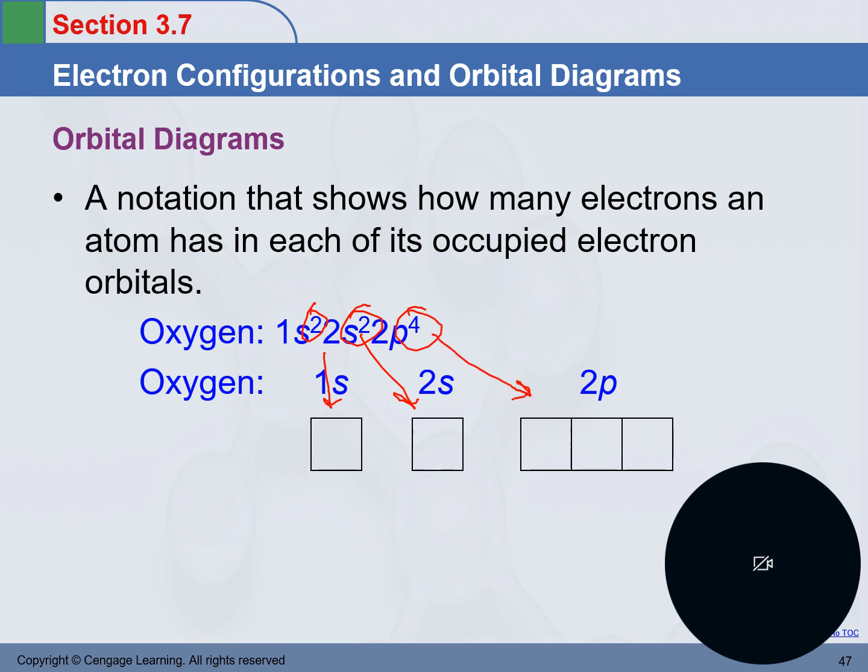Remember, they fill in up, up, up, and then they come back in and fill down. So here's our 2 electrons. Here's the next 2 electrons. And then this one up, up, up, and then they come back in and fill down. Notice that there are 2 vacant spots. And this is probably why oxygen has a 2- charge. It's going to pick those up from someplace else.